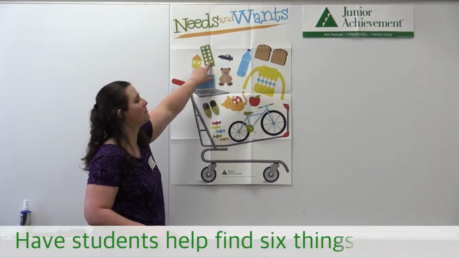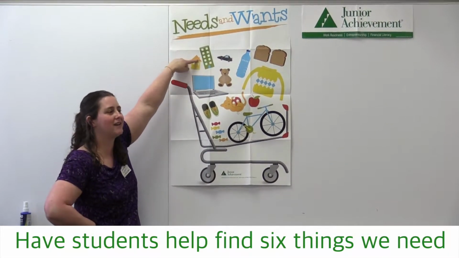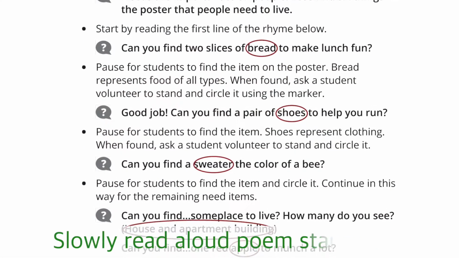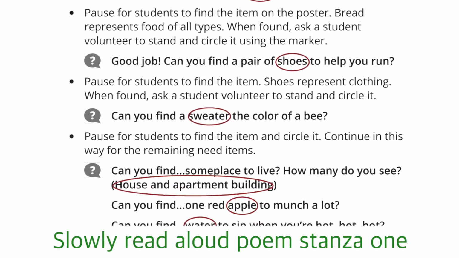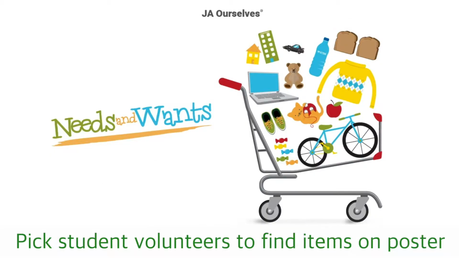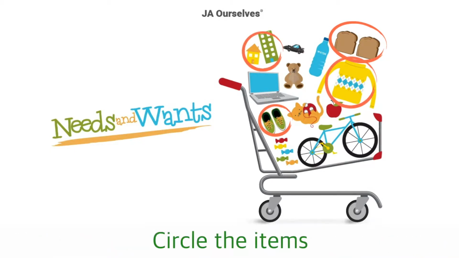Let students know you'd like their help to find 6 things we need in the shopping cart. Using your volunteer guide, slowly read aloud the rhyme. Pick student volunteers to stand and find the items on the poster as you mention them. Circle the item or have the students circle them.